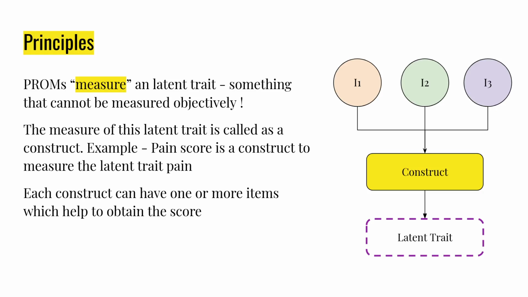For example, a VAS pain score is a construct to measure the latent trait pain. Each of these constructs can have one or more items associated with it, and taken together, the sum or the average or other ways of manipulating item scores allow you to measure the latent trait. Now, whenever a questionnaire is designed, it undergoes a rigorous validation to ensure that the construct is able to measure the latent trait properly.